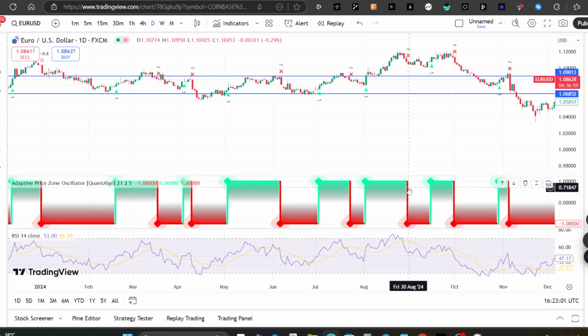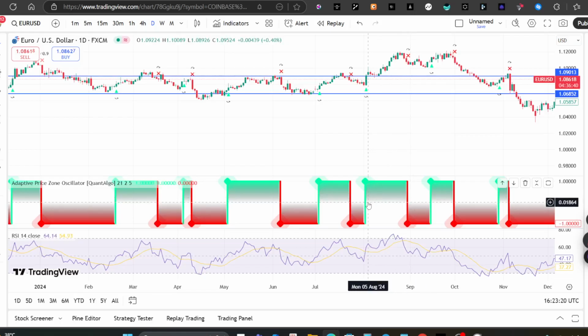Secondly, it gives you a visual representation of market sentiment. The oscillator helps show the general market direction. Is the price likely to push higher or will it turn around? So by reading the price zones, you can gauge the market's mood and adjust your trades accordingly.